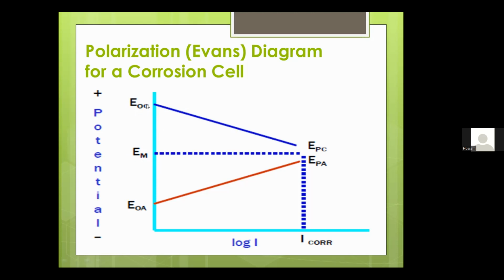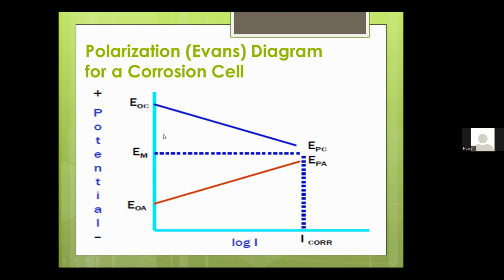The cathode open circuit potential after polarization reaches this value, which is the polarized potential of the cathode. Here, the anode open circuit potential becomes the polarized potential of the anode. These two curves show the polarizations. Here is the polarization for the cathode, and here the polarization for the anode, with the red line.